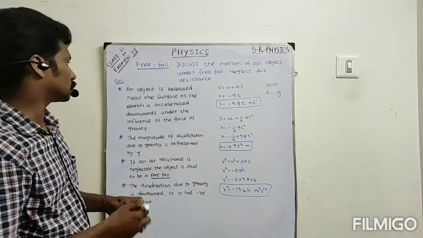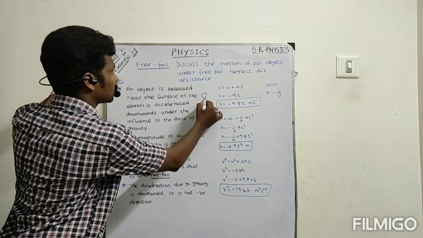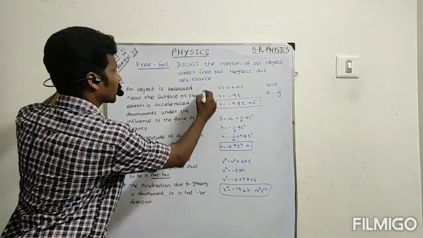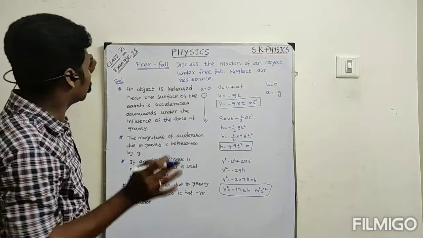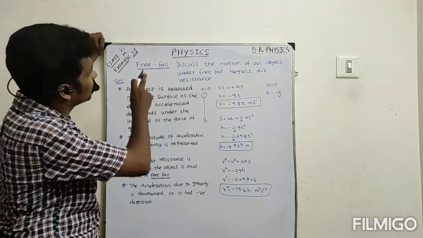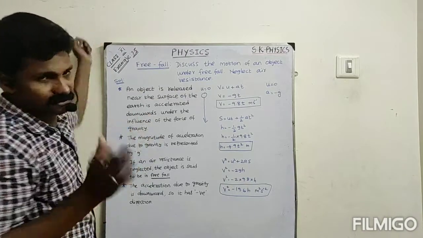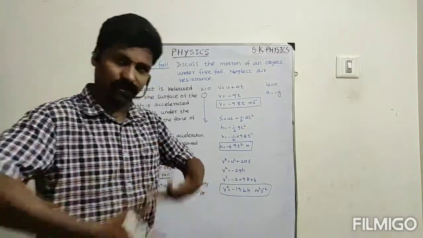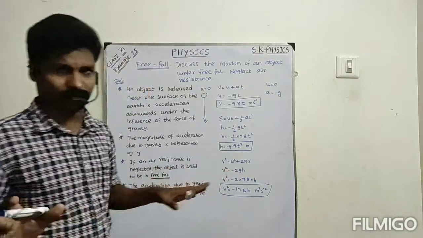So that means the initial velocity is 0. I just have to leave this object at a particular height. Here the initial velocity is 0, that's all. So that is free fall. In this free fall, discuss the motion of the object, neglecting air resistance. Some air resistance is there when we leave the object, but don't bother about it.